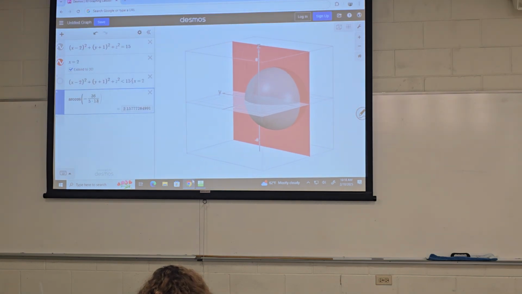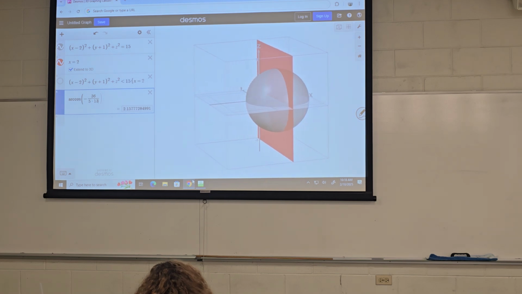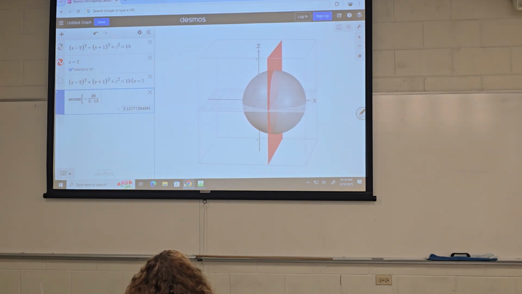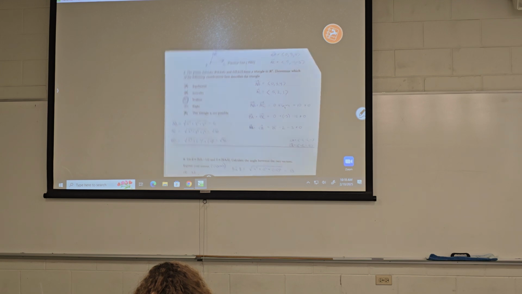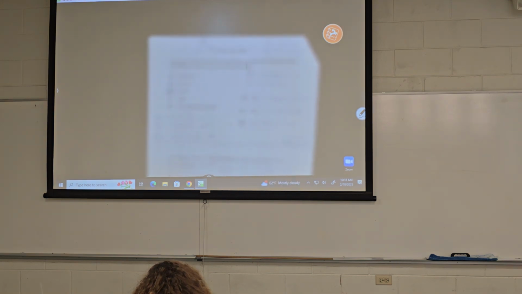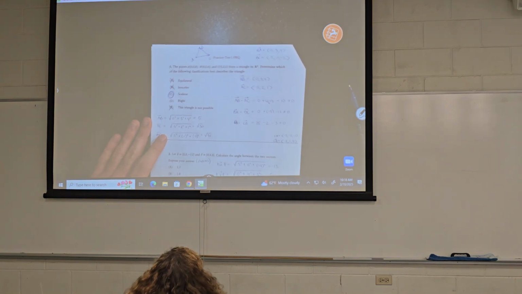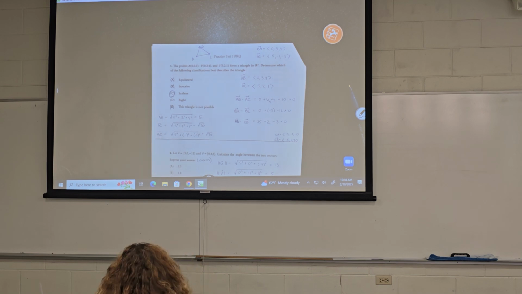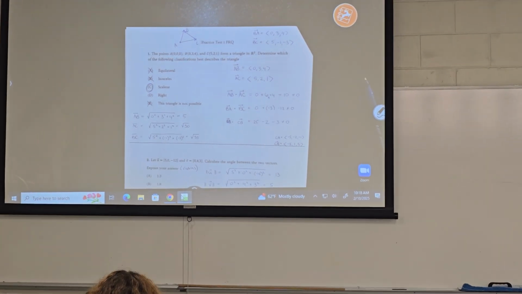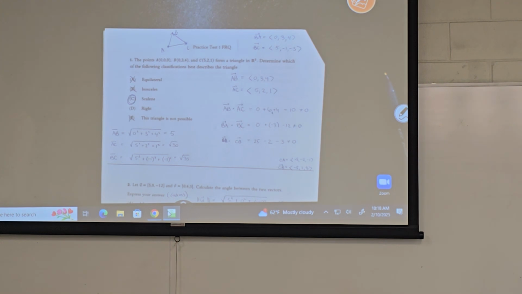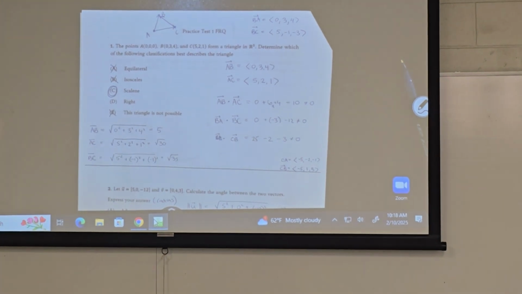Alright, do you guys want to talk about a page at a time or just at the end? Page at a time. Alright. Number one had a lot going on. So I've got 3 points that form a triangle in R3. Determine which of the following classifications best describes the triangle.